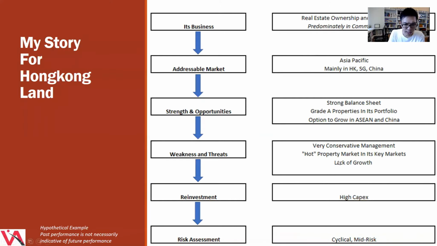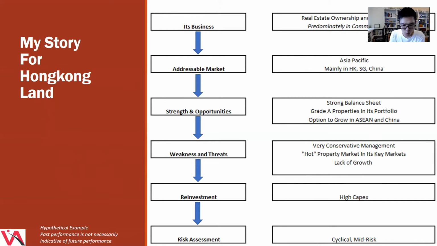So a good way to understand this is, let's go through an example. We have here a Singapore listed company called Hongkong Land Holdings Limited. It is one of the largest property company listed in Singapore. And as the name suggests, it's predominantly a property company based in Hong Kong. And it is part of the Jardine Matheson Group.